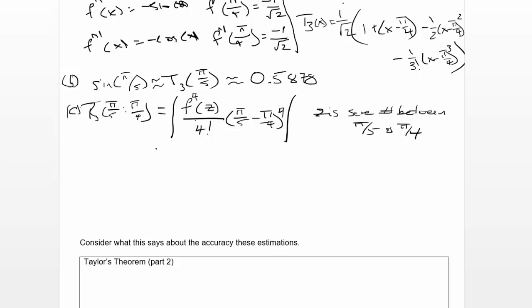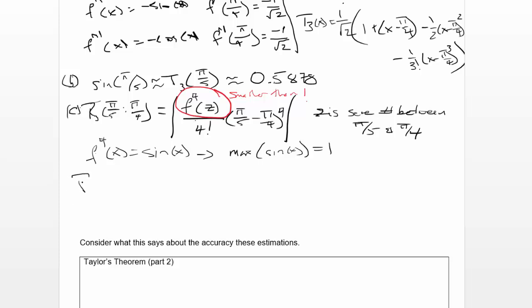The fourth derivative of sine is, well, also sine. Note that the fourth derivative of my function is sine. So the question is, what's the largest that sine of x will ever be? Specifically in the interval between pi over 5 and pi over 4. But more generally, the maximum that sine ever gets is 1. Sine never gets bigger than 1, no matter what input you choose. So I could estimate this fourth derivative term at z as definitely smaller than 1.